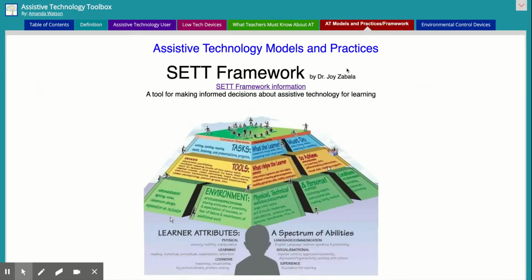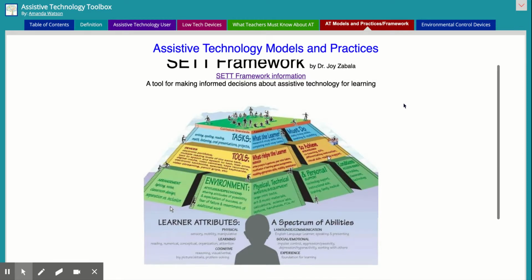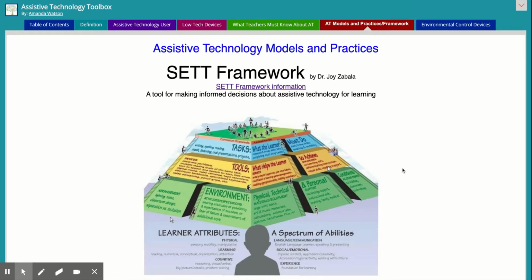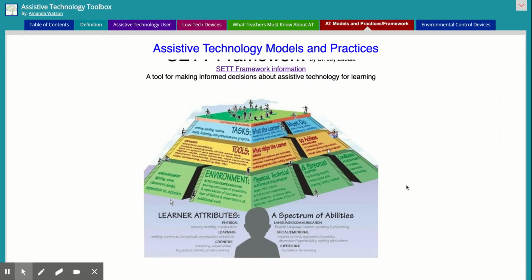The AT models. Now, I did include the SETT framework in this one because it pertains more to school than the others. And I wanted them to focus on one instead of giving them all. And let's focus on one. And all the information is right here by Dr. Joy Zabala's website, with all the documents you can put right there. All of them you can print off, you can have them ready, and then the picture of how it goes, because some people do like those pictures, and they can understand those better and see how it's broken down.